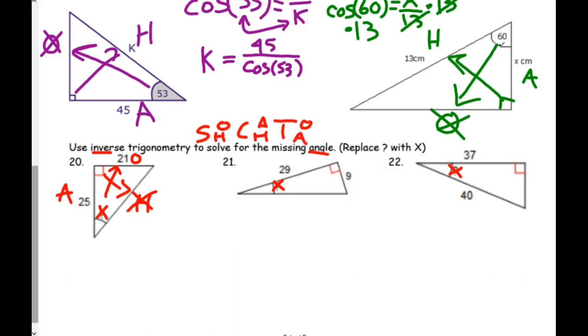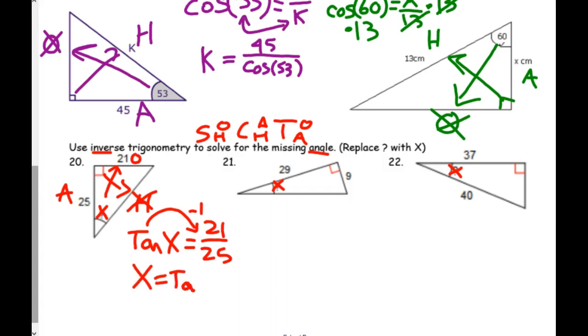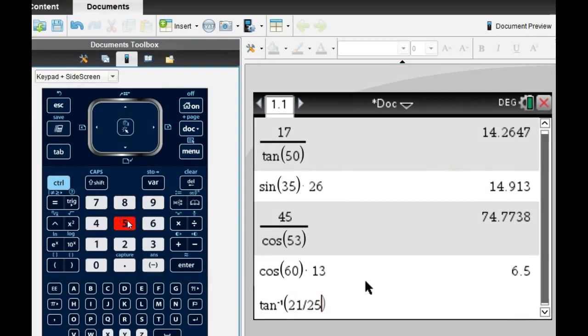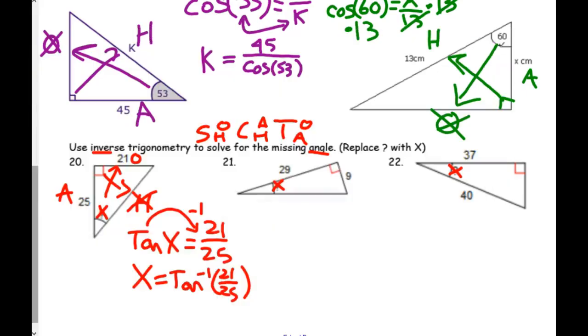Alright, so OA is TOA, so tan X equals O over A. I can move the trig to the other side and it becomes inverse. So X equals tan inverse 21 over 25. What is tan inverse 21 over 25? 40.03. And since we're talking about a missing angle, that's in degrees.